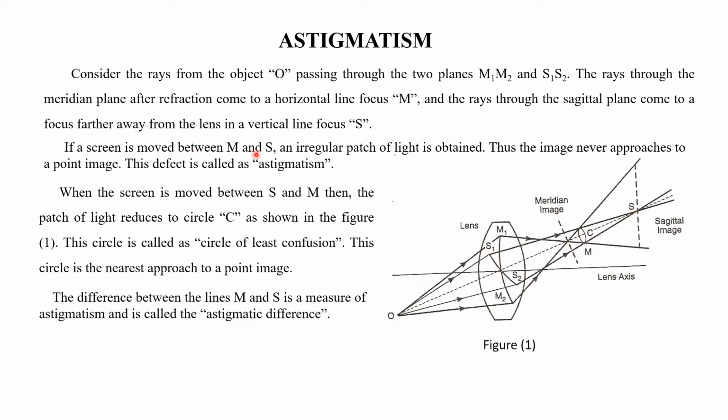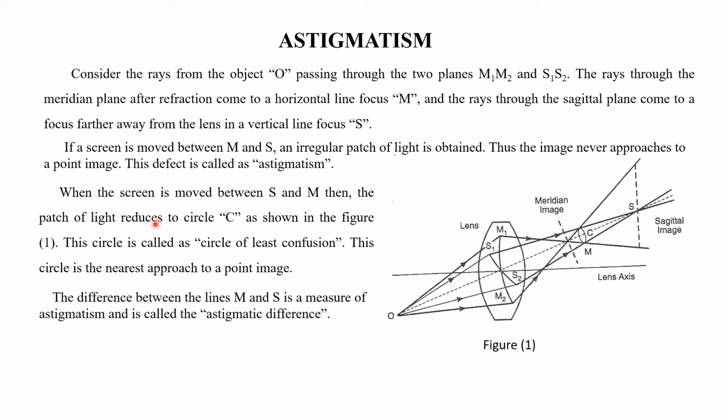If a screen is moved between M and S, that means between the meridian image and sagittal image, an irregular patch of light is obtained. Thus, the image never approaches a point image. For one object, there must be one image. But here, there are two images, the meridian image and the sagittal image. They are not coinciding. So, if a screen is moved between the meridian image and sagittal image, you will get a patch of light. Thus the image never approaches a point image. Hence, the defect is said to be astigmatism.